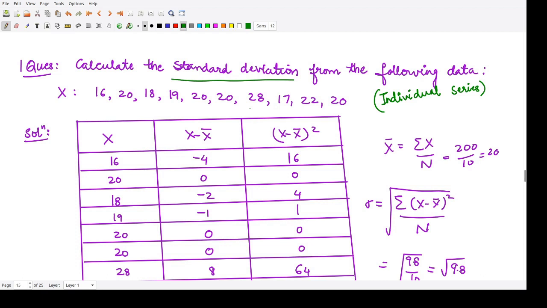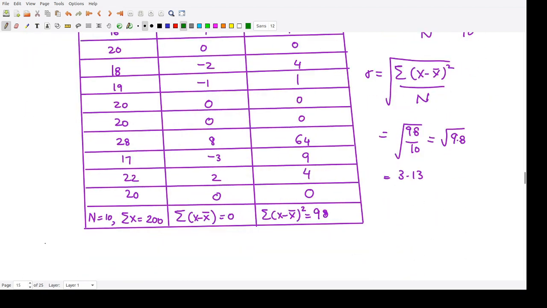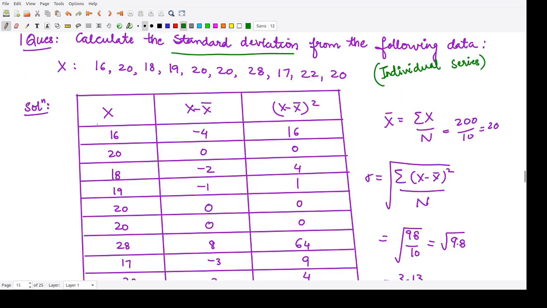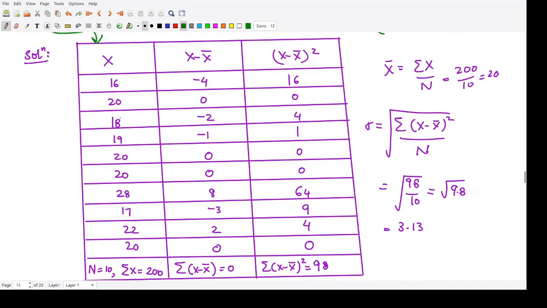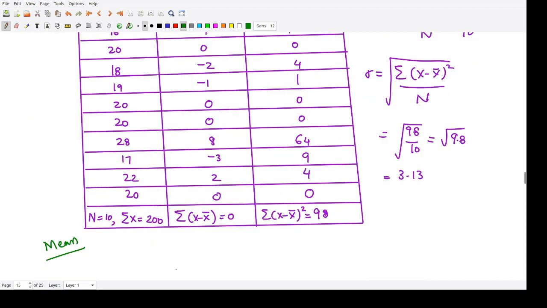Now in order to calculate standard deviation, the first task is to calculate the mean. So you just write your data x into this column. Next you calculate the mean out of this quantity. In order to calculate the mean, x bar, you take the summation of all the data points and then divide it by the total frequencies in this case.